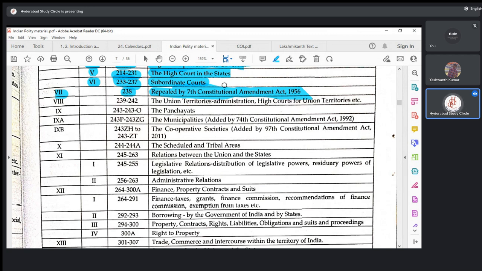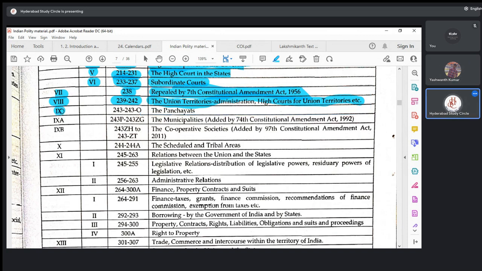It has been deleted. By which amendment act? Amendment Act 1956. Now part 8. Part 8, Article number 239 to 242, the Union Territories administration, High Court for Union Territories.